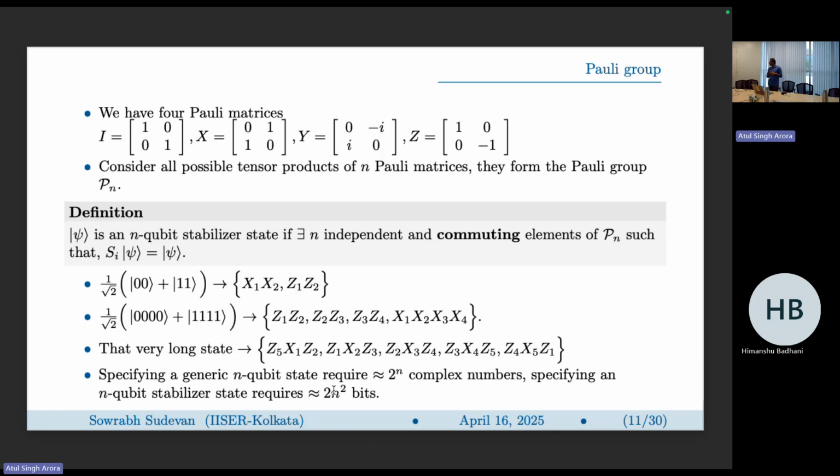There's a question. Is the stabilizer group unique for every state? For a stabilizer state, it has one stabilizer group associated with it. But for a stabilizer group, could there be multiple states? If you're in an n-qubit space, and the cardinality of your stabilizer group, the size of that, is 2 to the power n, then there is one unique state.